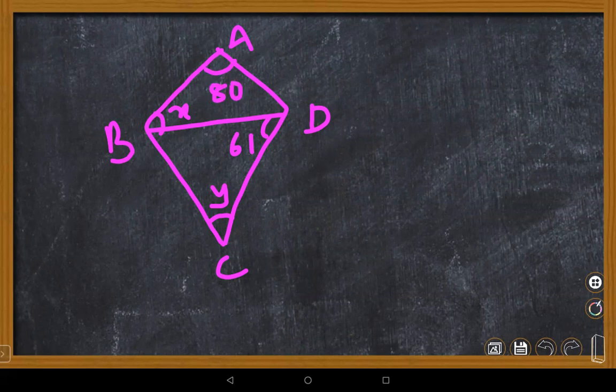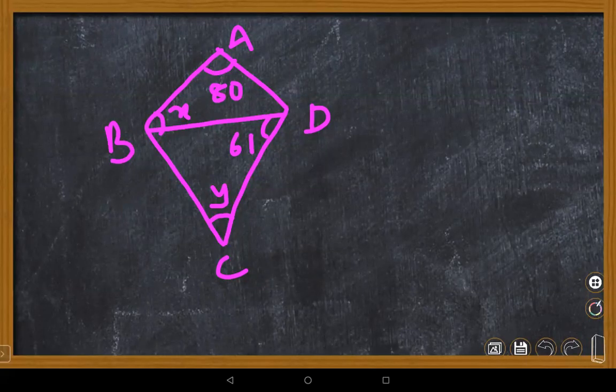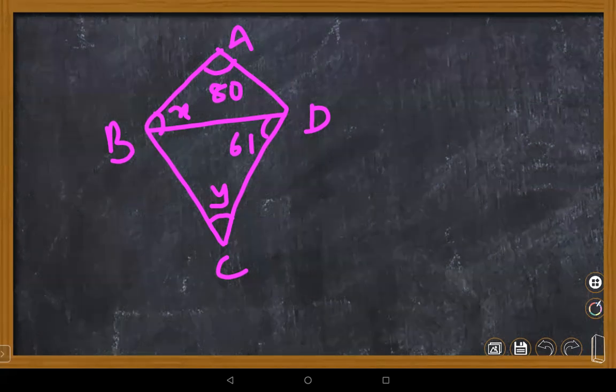Abhinav. Ma'am, X is 61. Very good. Why? Ma'am, alternate angles. Very good. Alternate interior angles, so both are equal. X equals 61. How are you supposed to find the value of Y?